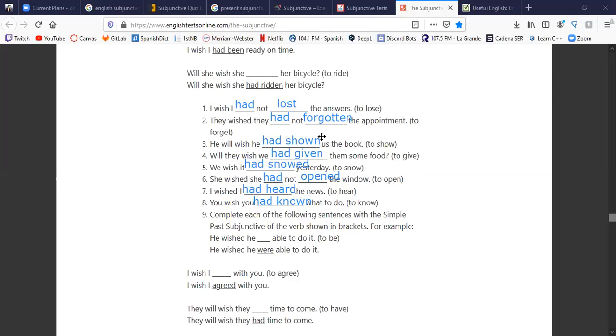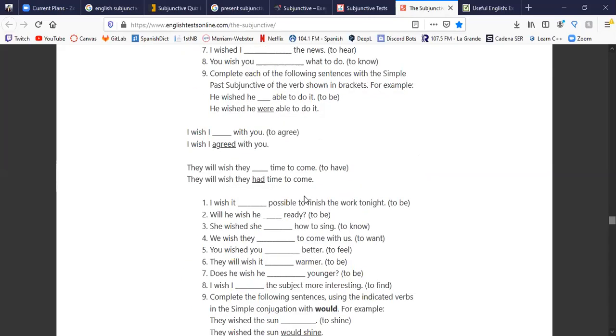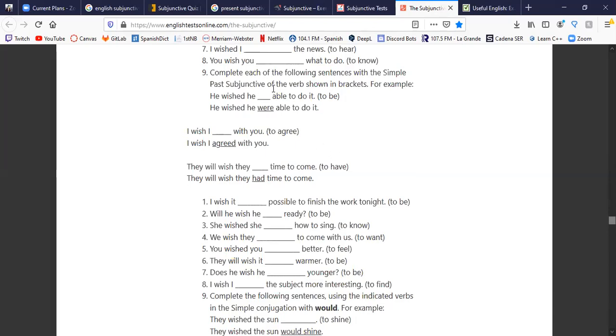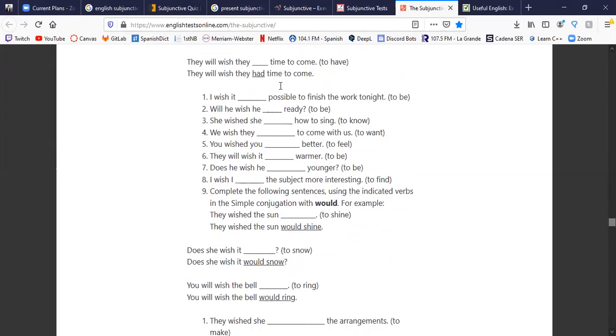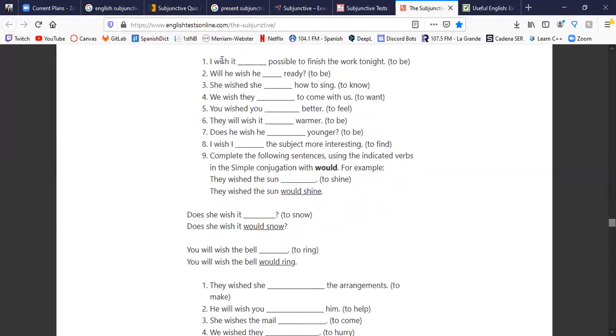Okay, so that's the first one. Let me just erase all of that. Now, instead of just past situations, we have present situations. So we're just going to use a simple past subjunctive, like "were," "agreed," stuff like that. I'm just going to skip the examples. So what would the first one be? I think it's your turn, Wilden.